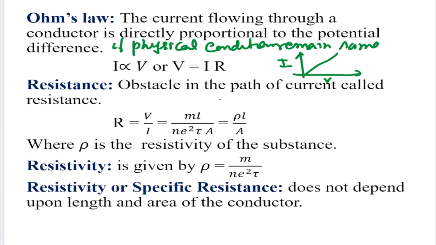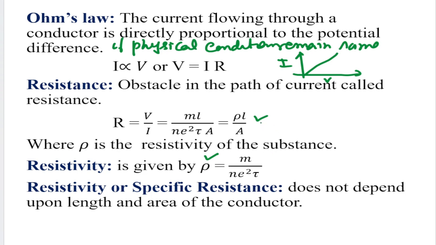Now resistance: the obstacle in the path of current is called resistance. R equal to V upon I. When we derive the formula, we get R equal to ml upon n square tau A, or m upon n square tau, that is equal to rho. So the formula is R equal to rho L upon A, and rho is called resistivity or specific resistance.